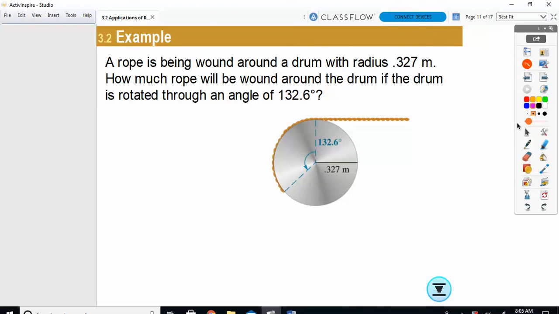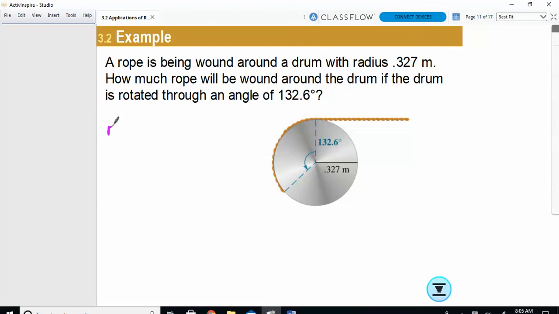A rope is being wound around a drum with a radius of 0.327 meters. So I have my R. How much rope would be wound around the drum? So the rope is going around the outside. So what variable do we use for distance around the outside? S. So we're trying to find our S.